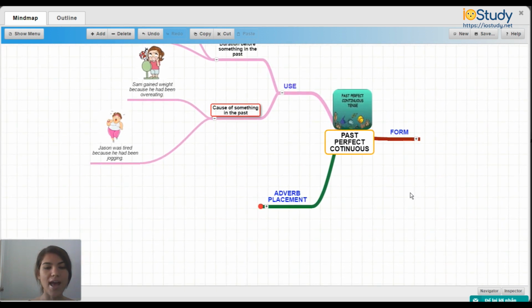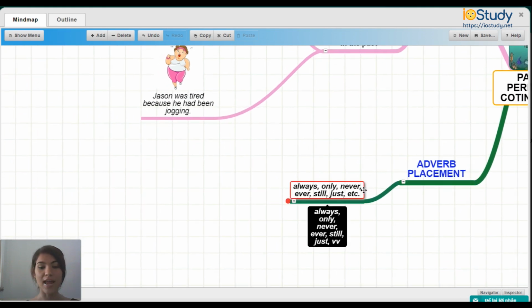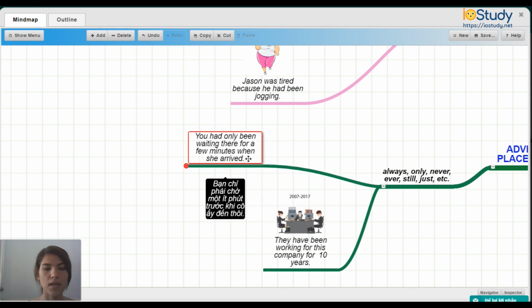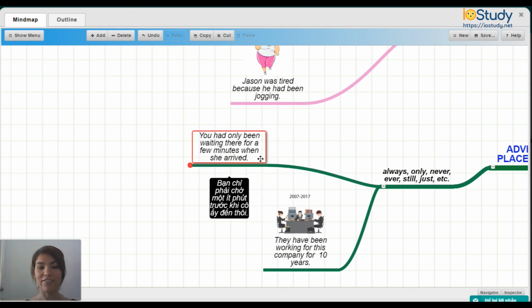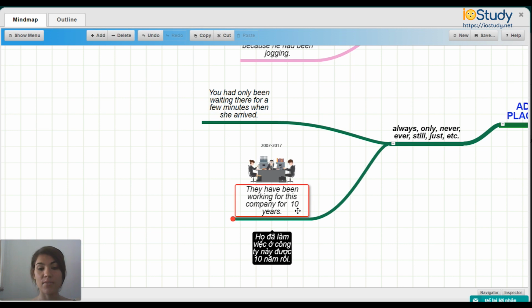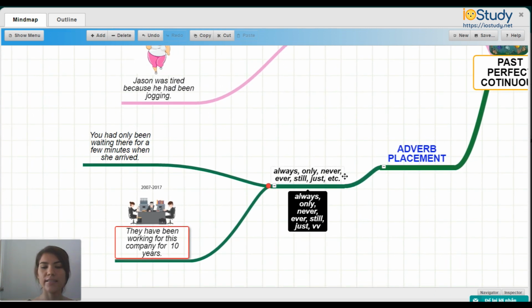So now let's go to the adverb placement. We have always, only, never, ever, still, just, etc. For example, you had only been waiting there for a few minutes when she had arrived. And they have been working for this company for 10 years. Okay, so as you can see, these are adverb placements: always, only, never, ever, still, just, etc.